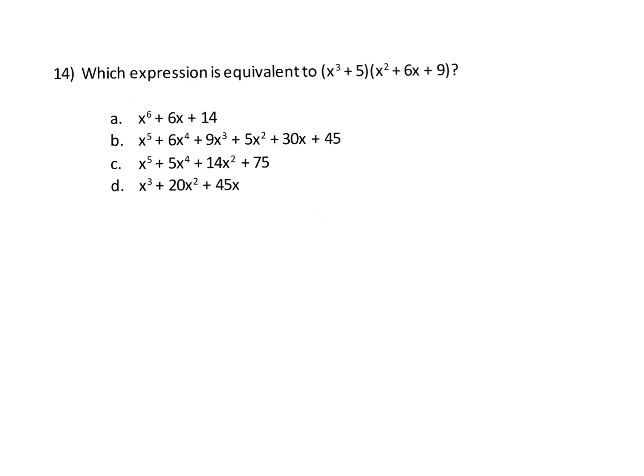Okay, so I'm going to start with the x cubed times x squared. Remember, when we do that, we have to add our exponents. So x to the third times x squared is going to be x to the fifth. Then we have an x cubed times 6x. Well, this is just a 1. This is a 1, by the way, in front of this x. So 1 times 6 is 6. That's going to be 6x, and our exponent is going to be 4. Then we have our x to the third times the last term, which is 9. So that's plus 9x cubed.